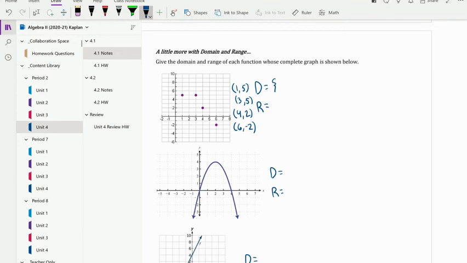Well, your domain again, in something like this, it's just listing your x values. So 1, 3, 4, and 6. Your range here is just listing your y values. Again, go from least to greatest, so that'd be -2, 2, and 5. You should not list that 5 twice. It's just listed once. And there's your domain and range for this one.